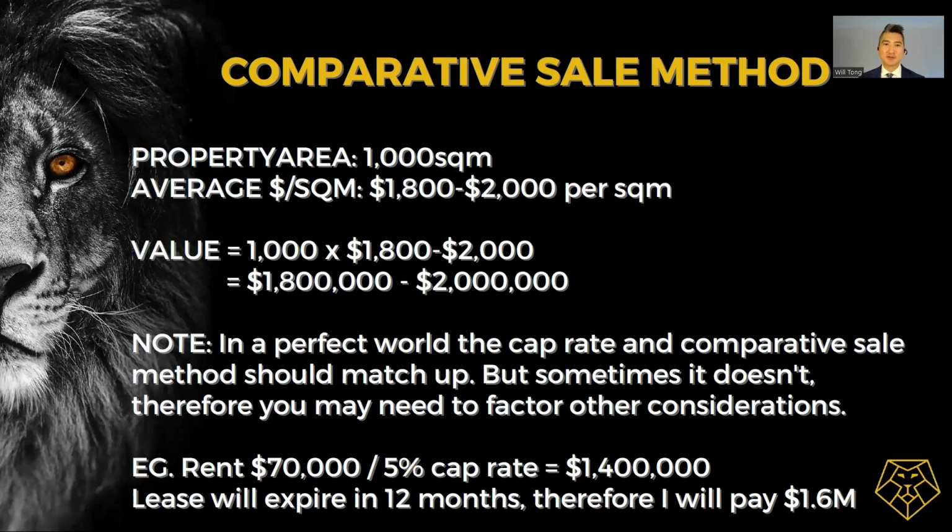So you might say to yourself, what are my opportunity costs? Well, maybe I'll pay $1.6 million for the property, because I know the tenant's going to move out in 12 months and the property will probably be worth somewhere between $1.8 million and $2 million. So I'm still making a bit of money. This is just an example. Obviously, there are other factors to consider, but in a perfect world, the comparative sales method and the cap rate method should match up.